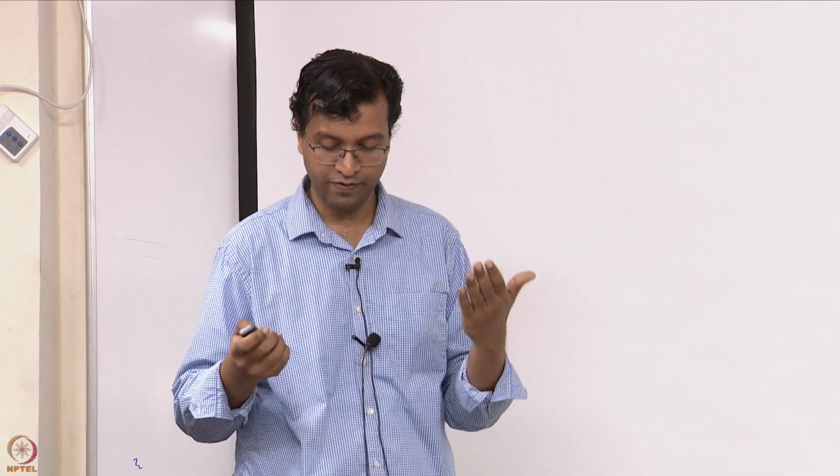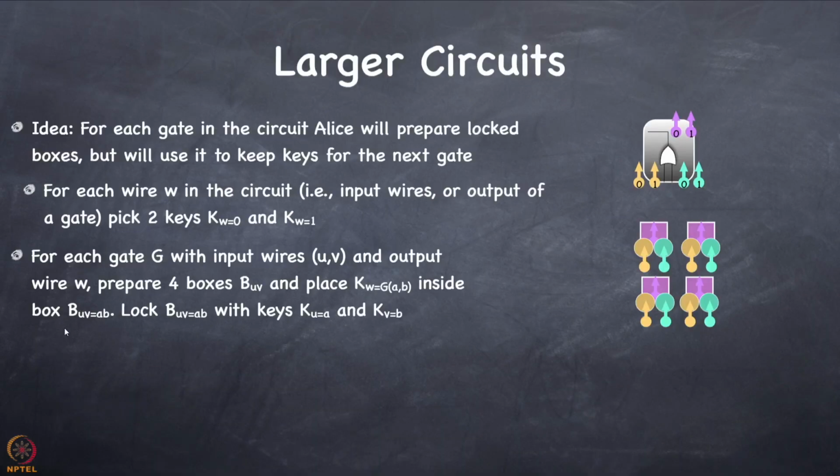So take the box labeled with uv equal to 0, 0. Here I'm talking about uv equal to ab. Say box uv equal to 0, 0. Inside that will be a key corresponding to w equal to what? Say this gate's function is g, and, or, not, whatever. So some Boolean function g. What you put inside is a key corresponding to w equals g of ab.